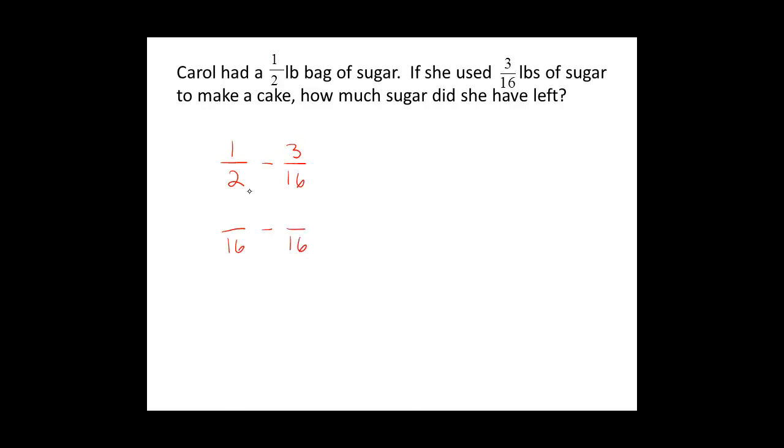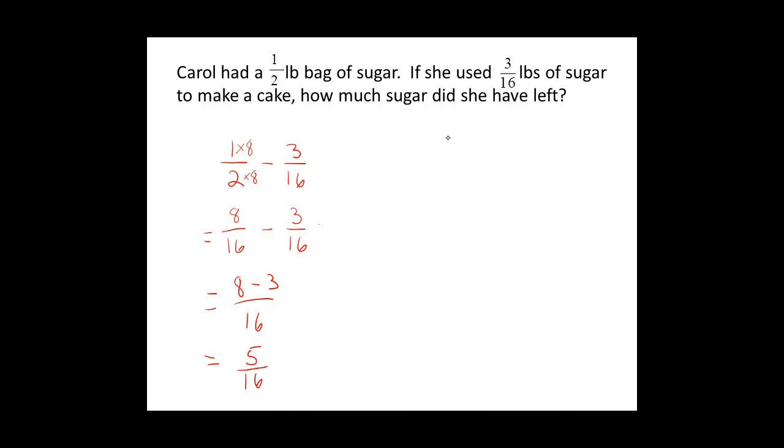What do we multiply 2 by to get 16? We multiplied by 8. So we need to multiply the numerator by 8. 1 times 8 is 8. This denominator we did not change, so we do not need to change the numerator. Now we have a common denominator, so we will subtract the numerators and keep the denominator. 8 minus 3 is 5. And we keep the denominator 16.